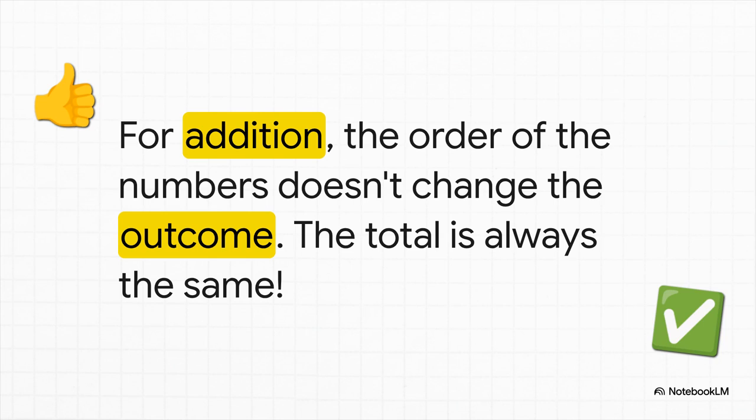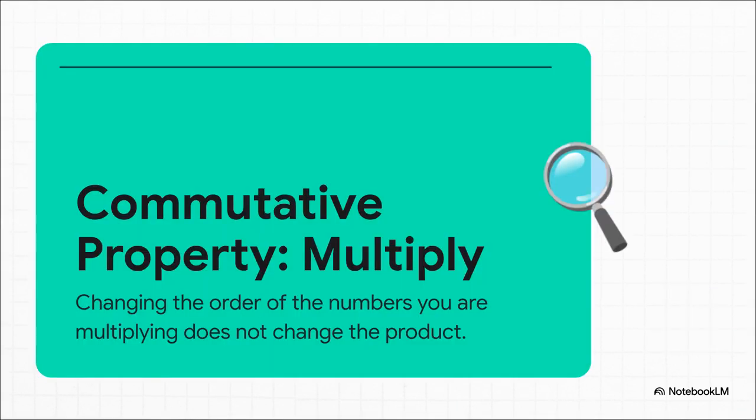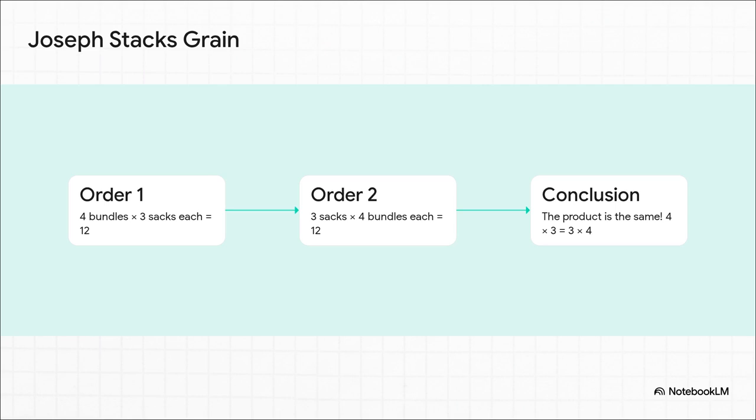But does the same rule hold true when we start multiplying things? You guessed it. Just like with addition, there is a commutative property of multiplication, and it states the exact same thing. You can change the order of the numbers you're multiplying, and it won't change the final product one bit. Let's see this one in action. Joseph could decide to make 4 bundles with 3 sacks in each one. That's 4 times 3, which gives him 12 sacks. Or he could switch it up and make 3 bundles with 4 sacks in each. Well, that's 3 times 4, which is also 12. Two totally different ways of organizing, but the total number of sacks is exactly the same.